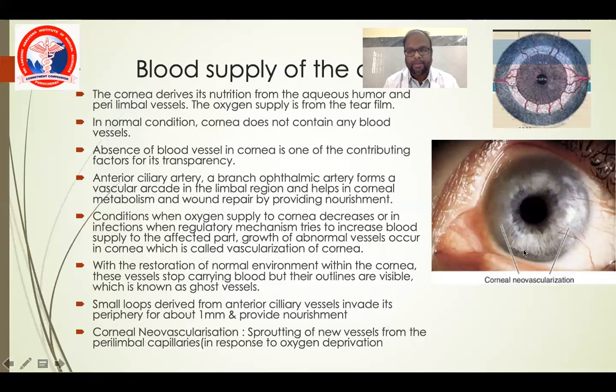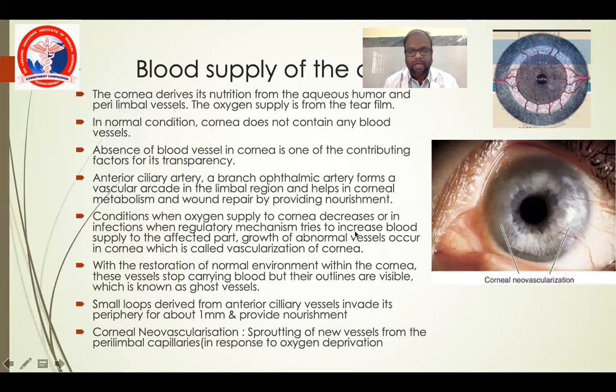Or when the limbal stem cells are lost, especially in case of acid or alkali injury, these vessels enter into the cornea. They enter into the cornea to provide nutrition to the cornea. This is called corneal neovascularization. Neo means new. That is, new vessels grow into the cornea.